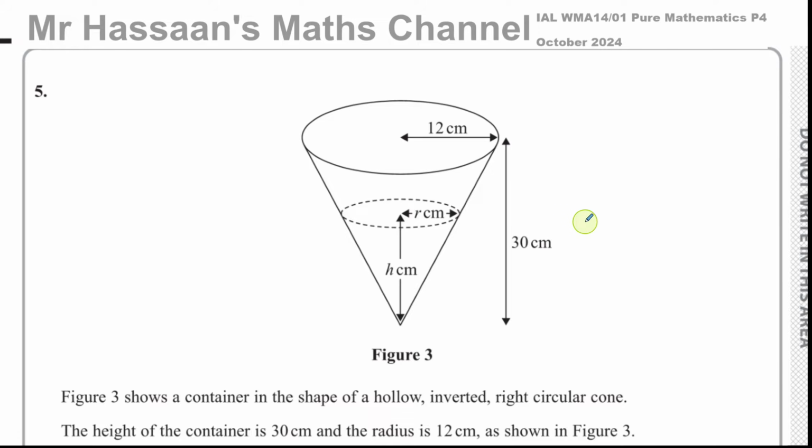I'm now answering question number 5 from the October 2024 Pure Mathematics P4 International A-Level Edexcel exam. And this question here is about related rates of change. They've given us a figure which shows a container in the shape of a hollow, inverted, right, circular cone.